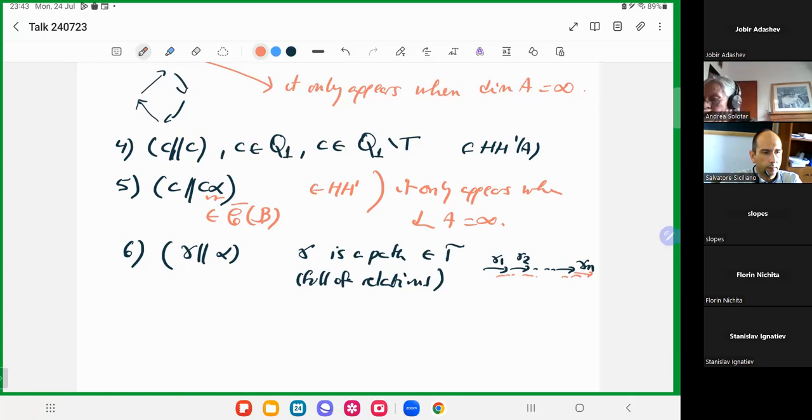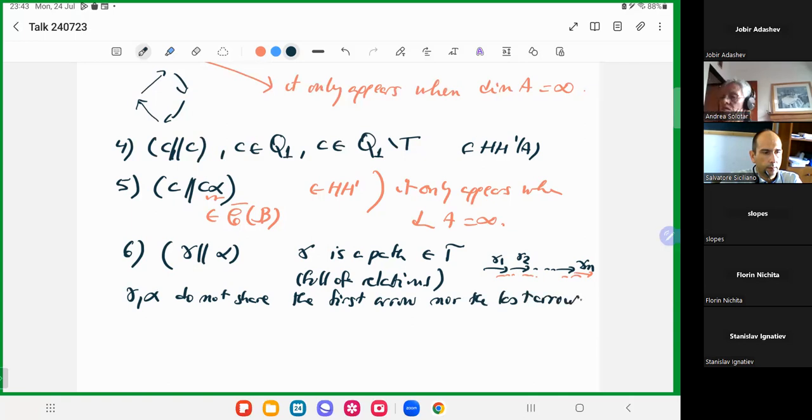And the thing is that alpha and gamma do not share the first arrow nor the last arrow. Okay, they start and they end with different arrows. Okay. And then there are two other types of elements.